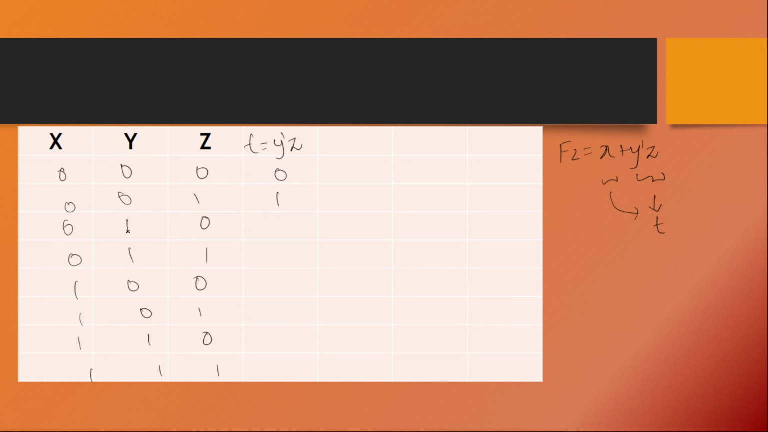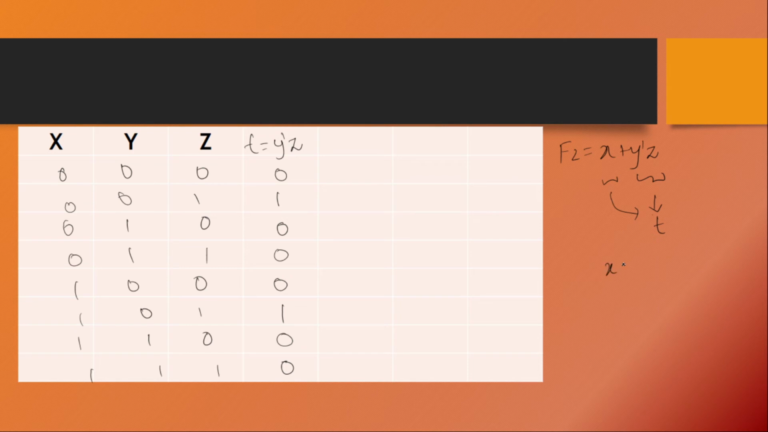Now we have 1 in y, but we need y dash, which is 0. 0 and 0 is 0. Here also we have 1 in y, we need y dash, so 0 and 1 is 0. Here we have 0, so y dash is 1. 1 and 0 is 0. Here we have 0, y dash is 1, so 1 and 1 is 1. I have 1 here which is 0, so 0 and 0 is 0. I have 1 here, I need y dash, so that is 0 and 1 is 0. Now this temporary value has been found out.